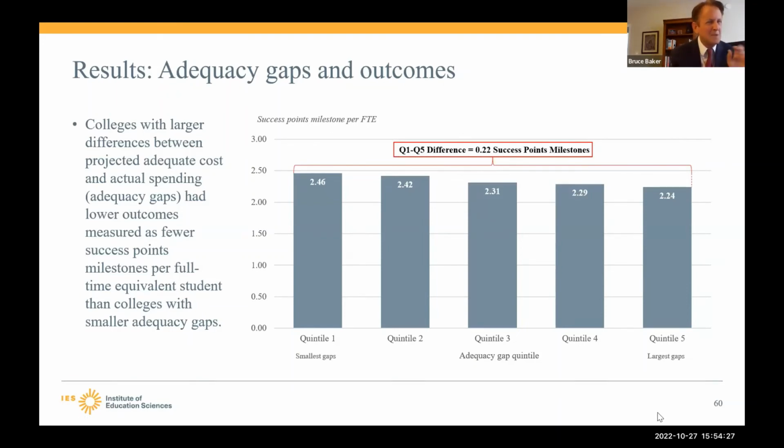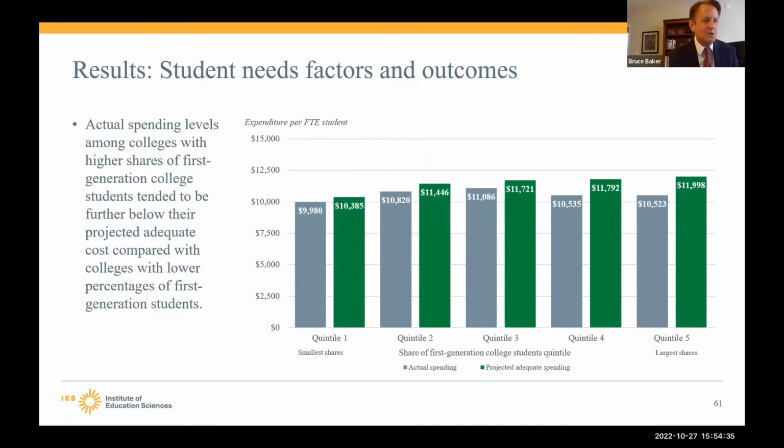The next one may be a little clearer if, instead of sorting them by their outcome gaps, we sort them by the share of first-gen students as one of the need factors. The green bars are the projected cost to get to adequate outcomes. And you can see that the green bars go up incrementally as you increase the share of students who are first generation. On average, there is a higher cost to achieve average outcomes with more first-gen students, and that's what's seen in the green bars.